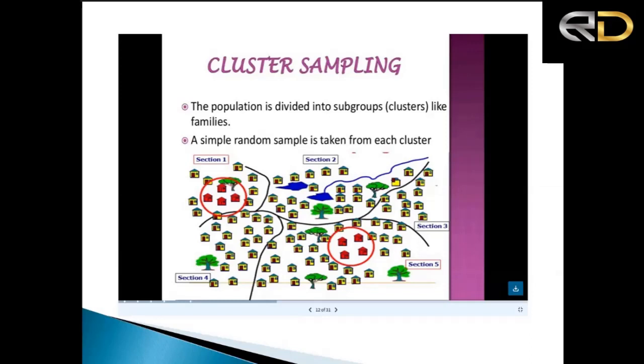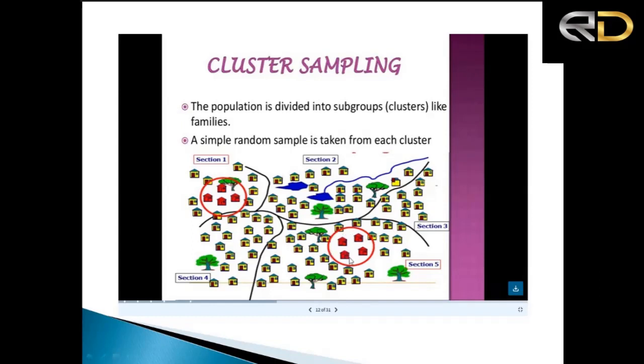So whenever the population is not known, for example in fisheries where we do not know the number of fishes in the pond, or in some forest area where we do not know the number of trees, there we apply this type of sampling, cluster sampling, and it may be of both types, with equal clusters and with unequal clusters.